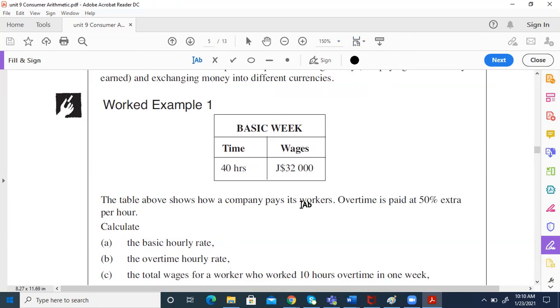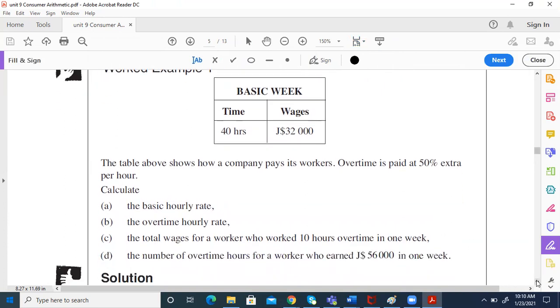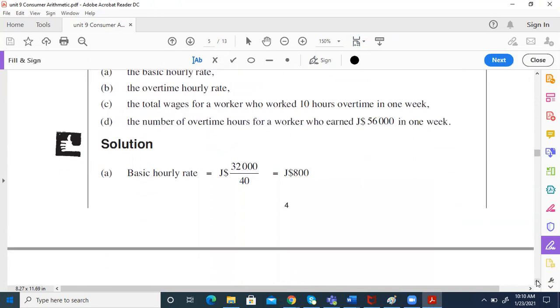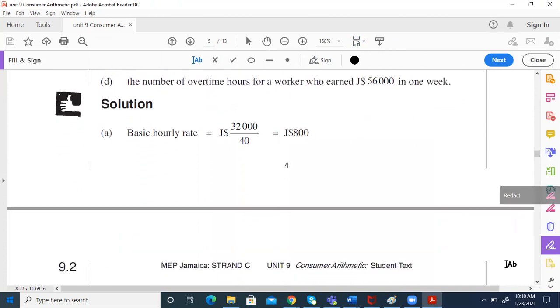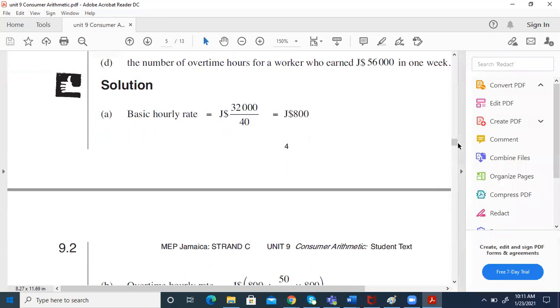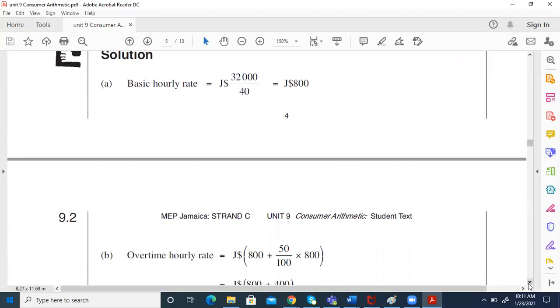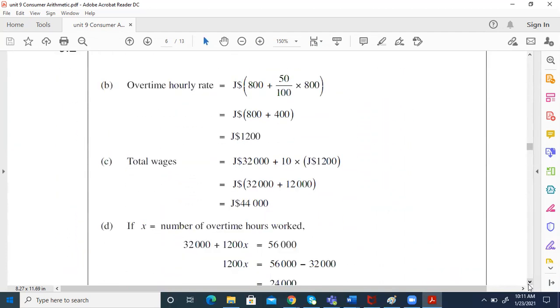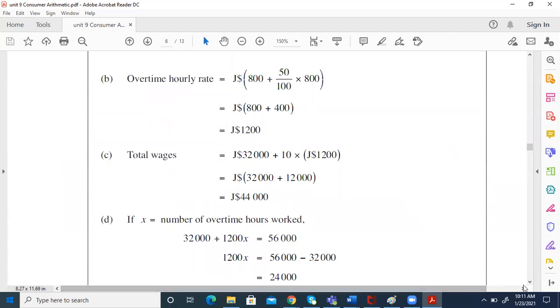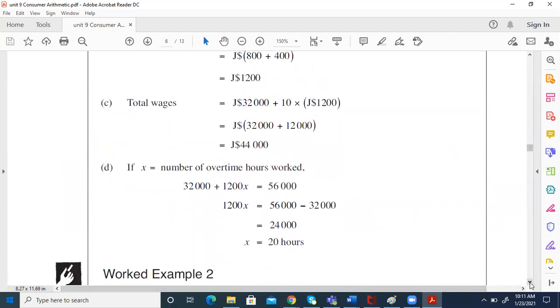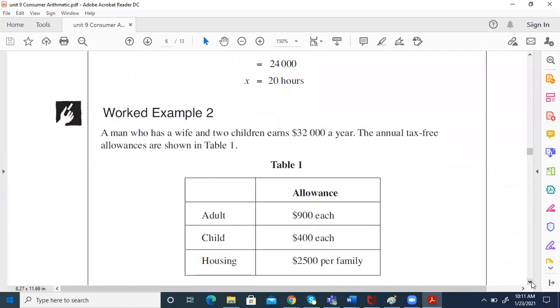Let me see. I'm scrolling down. All right. So we got that, the basic. Remember we got this here. Let me change it. And go here. So all right, we said 1,200 for that. Total wages, we said that. And then we said 20 hours. Lovely, yes, sir.